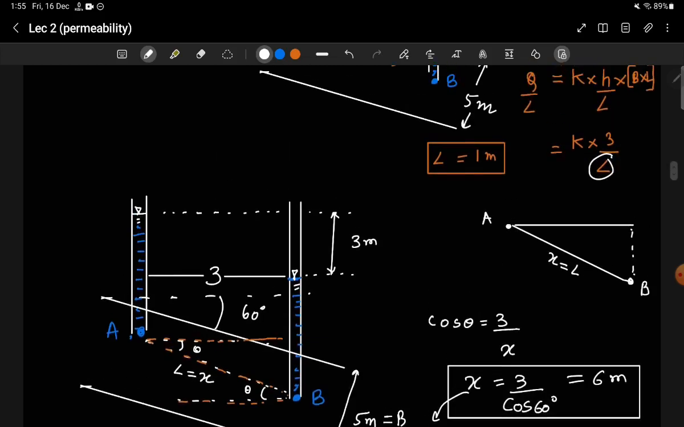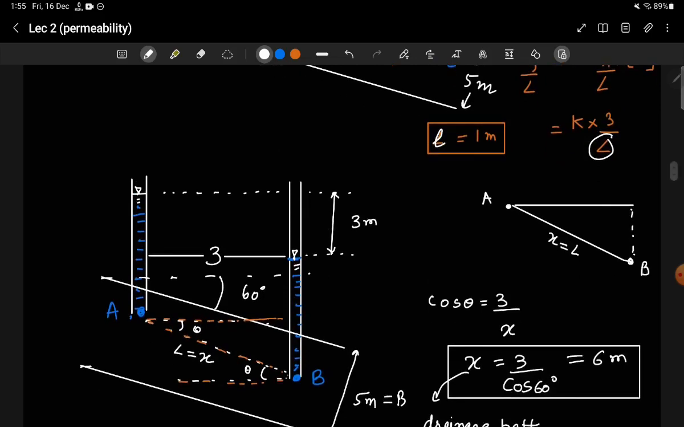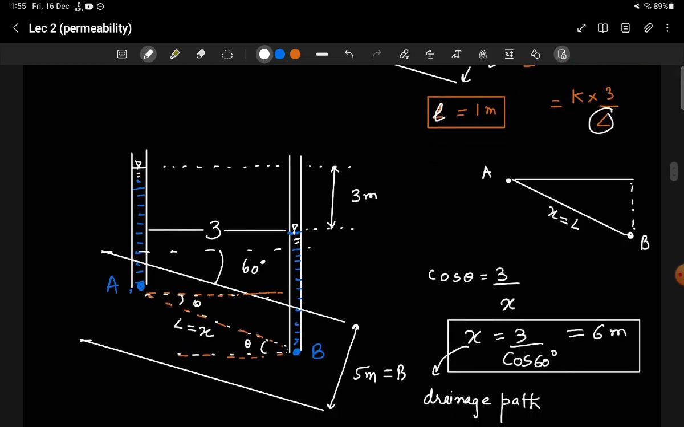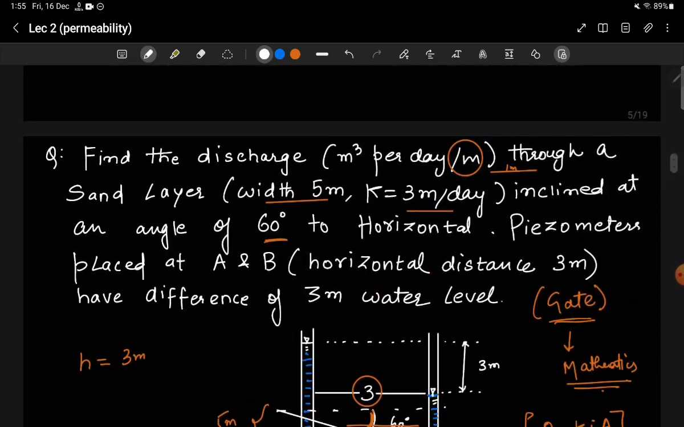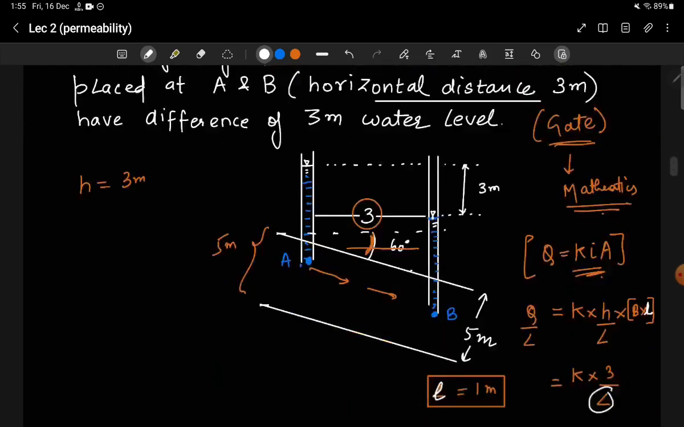इसे मैं स्मॉल l डिनोट कर देता हूँ ताकि कंफ्यूजन ना हो. ये लेंथ ही है बट L इज डिस्चार्ज, कैपिटल L इज डिस्चार्ज path I mean. So this is your theta, which is 60 degrees. Now the horizontal distance between A and B is given by 3 meters. They have mentioned it in the question. Horizontal distance between A and B as 3 meters.